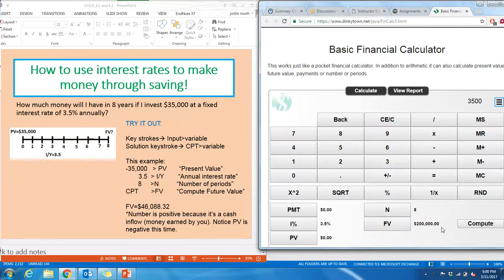But what we need is a time value of money keys, and so I sent out this free one online, which will do the same things that we need to do for this class with time value of money. So feel free to use this as you're working through your problems.